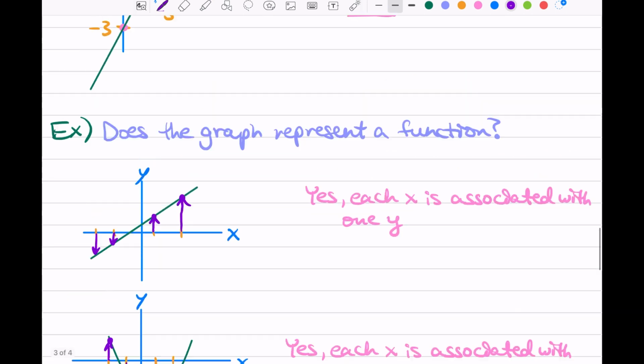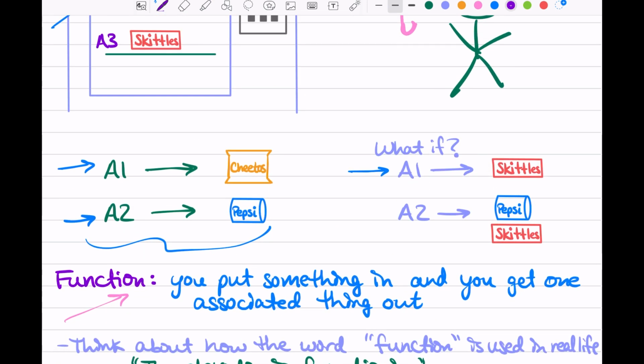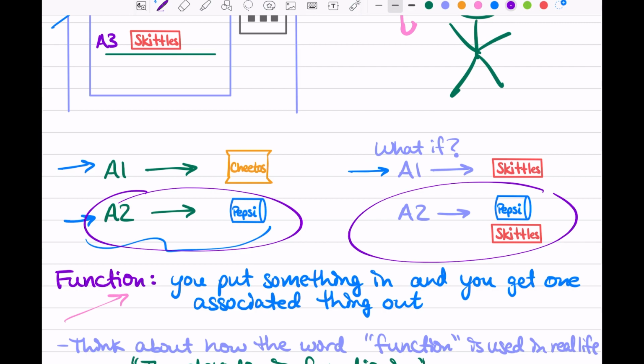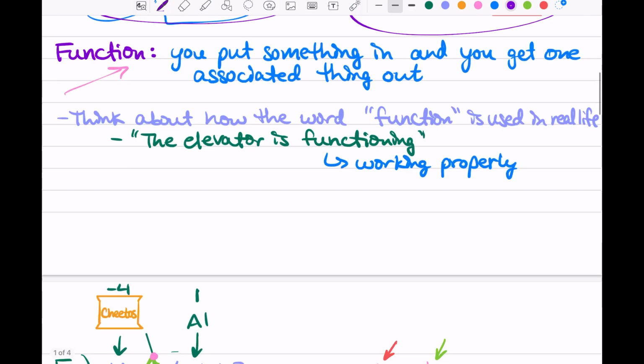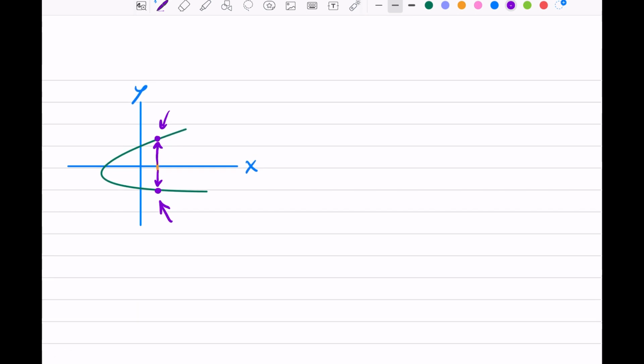That's the same as our example from the very beginning. Remember we said right here, when we put in A2, we want a Pepsi. We don't want a Pepsi and Skittles, and that's kind of what our graph over here is saying. That's saying that we put in our A2 and we're getting a Pepsi up here and Skittles down here. We're getting two things, and that's not what we want.